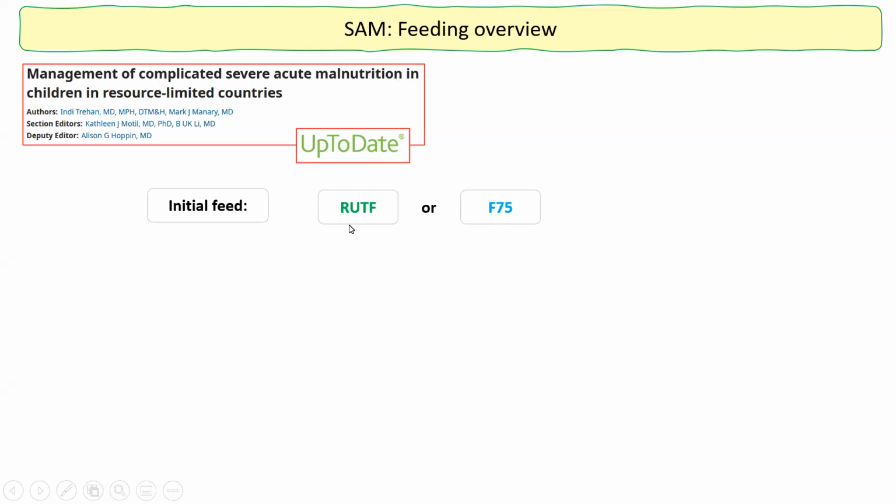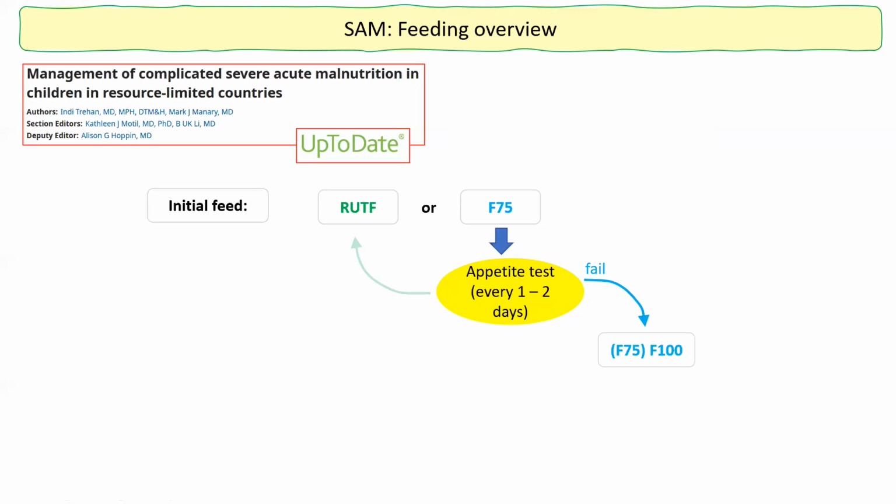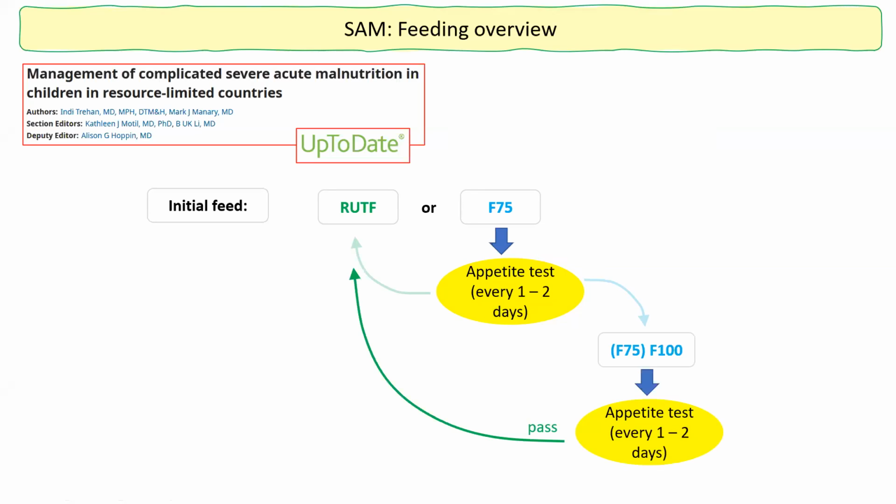Ready-to-use therapeutic food, if it is safe to do so, can be initiated from the time of admission. If a child can't take ready-to-use therapeutic food because they're critically ill and we start feeding with F75, we repeat the appetite test every 1 to 2 days. If the child passes the appetite test, we transition directly to ready-to-use therapeutic food. If they don't, depending on the duration of admission, we either continue with F75 or transition to F100. Again, after 1 to 2 days, we repeat the appetite test. If the child passes, we transition back to ready-to-use therapeutic food, and if they fail, we begin the cycle again.